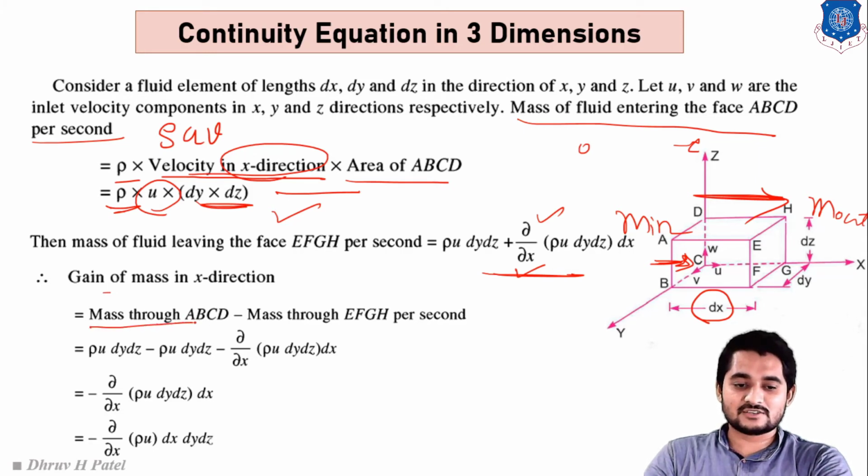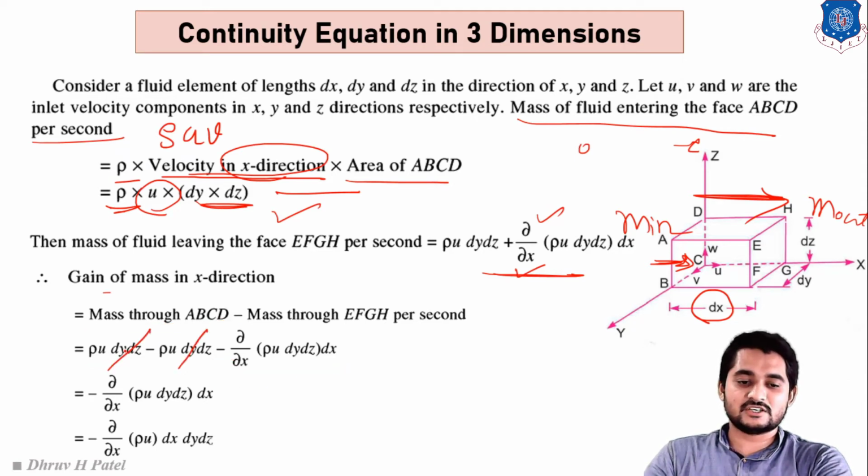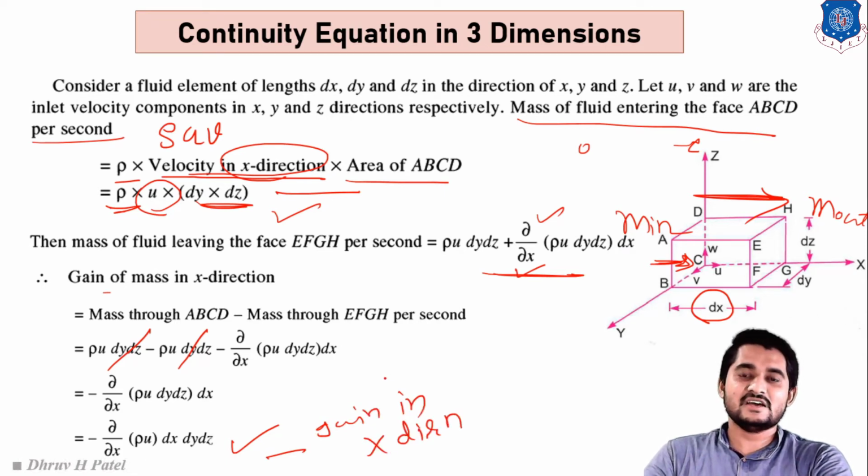Clear? So mass through the ABCD will be rho u dy dz, minus mass from the EFGH, that means minus of rho u dy dz, and minus of del by del x of rho u dy dz into dx. Here these two terms, here it is plus and here it is minus, so they will be cancelled, and the remaining term will be minus del by del x of rho u dy dz and dx. If we arrange this term, minus del by del x of rho u, into dx dy and dz, that will be the net gain in x direction. Remember student, net gain in x direction.